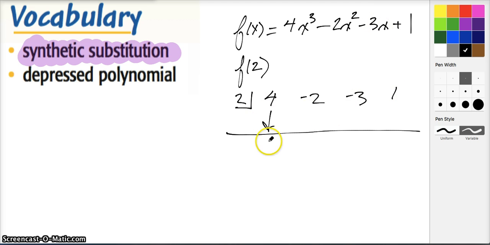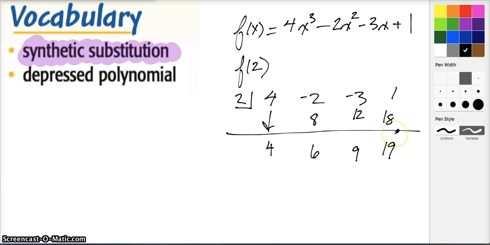Then you drop the 4 down, multiply by 2, we get 8. Add those together, 6. Multiply by 2, we get 12. Add those together, we get 9. Multiply by 2, we get 18. Add those together, we get 19.